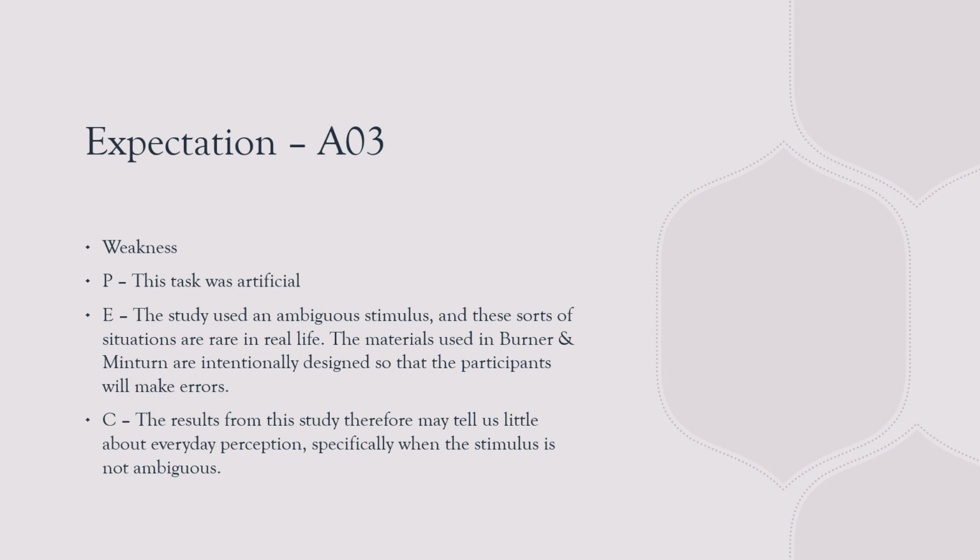It was a civilian plane. It couldn't have been seen in two ways. Clearly it was, but there was a correct answer there. Whereas here there was actually no real correct answer. So the materials used by Bruner and Minturn were intentionally designed to trick the participants and make them make errors. And so the results may tell us little about actual perception when it comes to really important things, as I say, with business or military or sports. And particularly when the stimulus, the thing that they're looking at, isn't ambiguous and there is a right or a wrong answer. That's a problem for the study, the artificial task.